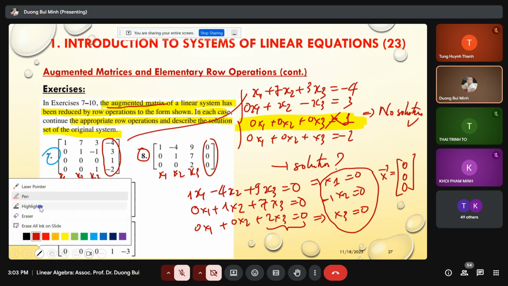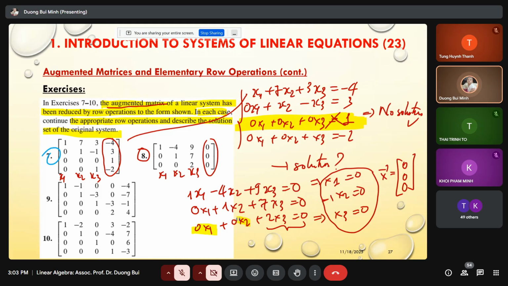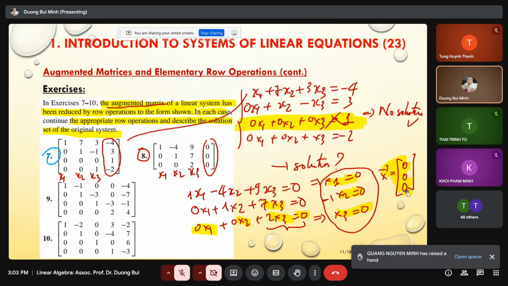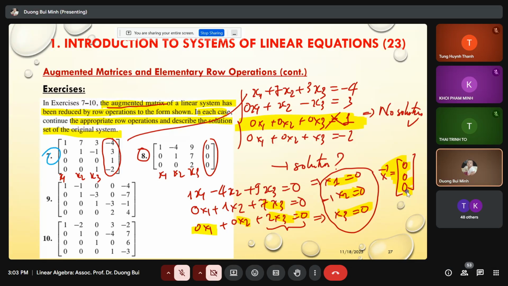Do you understand? Here, 2x3 is 0, that means x3 is 0. If x3 is 0, 1x2 is 0, so that means x2 is 0, x1 is 0. Okay, so we can get this one. Any questions?